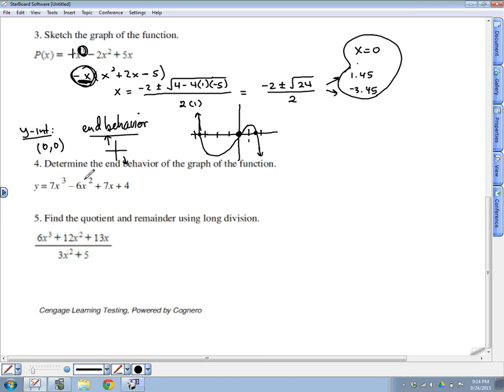Question 4, determine end behavior. This is another degree 3. And since the leading coefficient is positive, we know the right side's going up and the left side's going down.